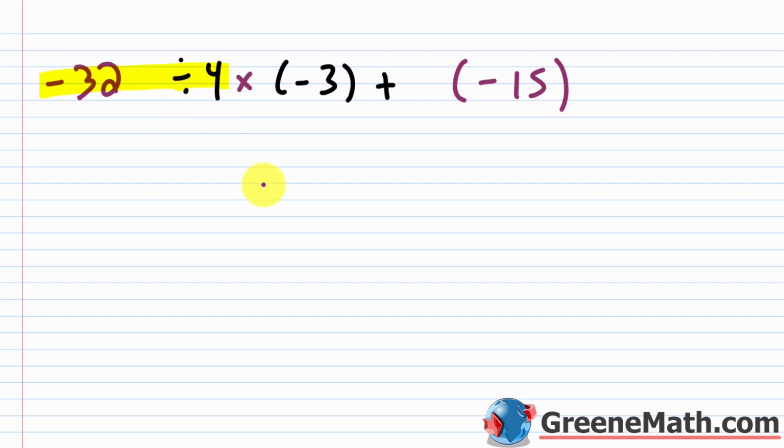So you want to say, what is negative 32 divided by 4? Negative divided by positive is negative. 32 divided by 4 is 8. So this is negative 8. So I'm just going to erase this and put in a negative 8 there. Okay, so now we have multiplication and addition. So we have negative 8 times negative 3 that would be done first. Multiplication is the higher priority. Negative times negative is positive. 8 times 3 is 24. So this will just be 24.